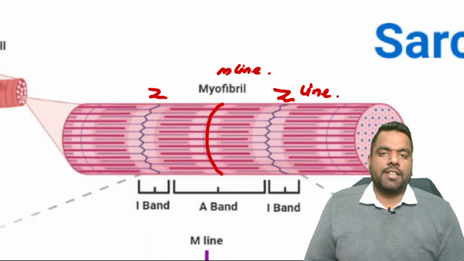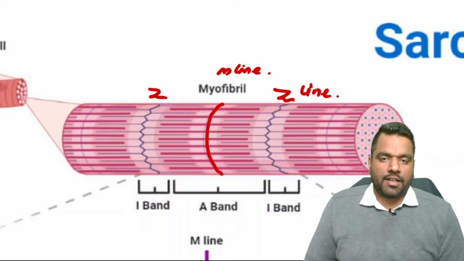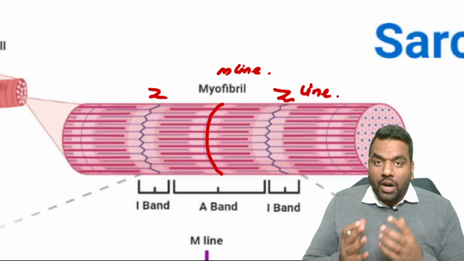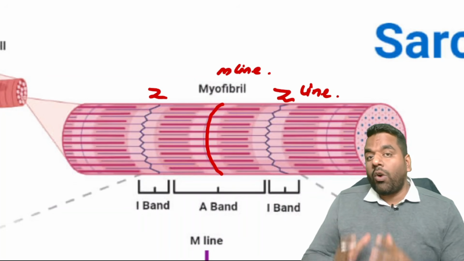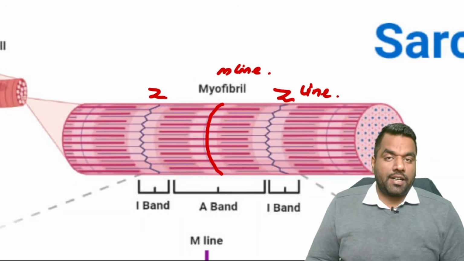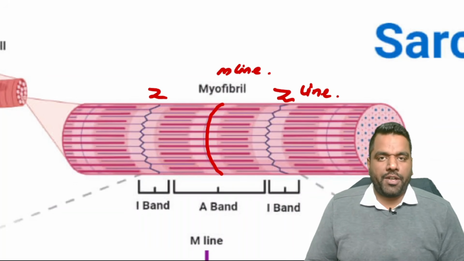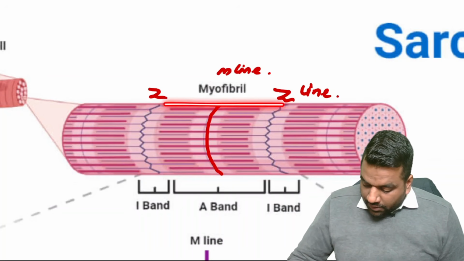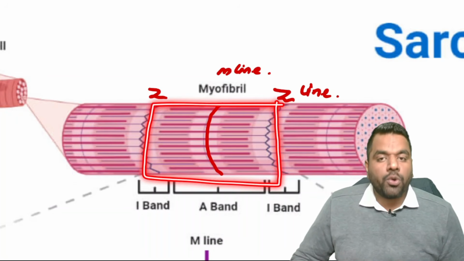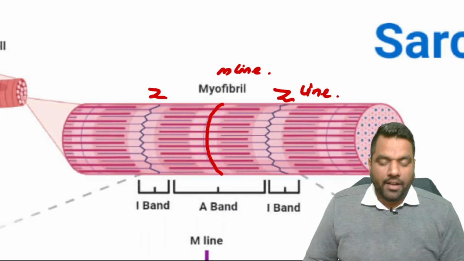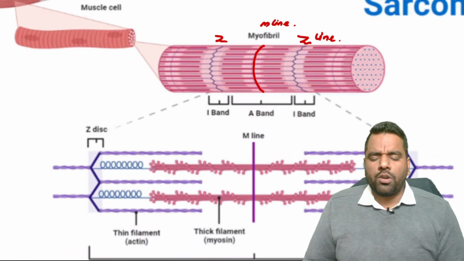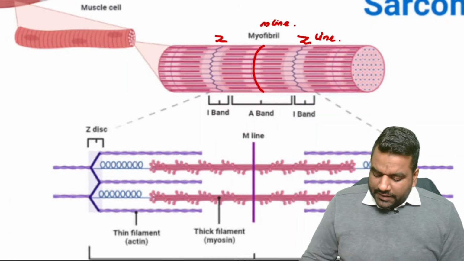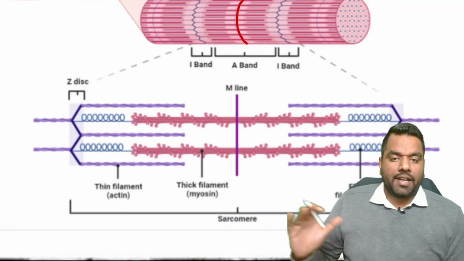This sarcomere is the structural and functional unit of the skeletal muscle, and we know the muscle is required for contraction. How the muscle contracts and what the different proteins inside the skeletal muscle are, we will discuss in this video. If this is your sarcomere, you should zoom in more on it, and once you do, it will look something like this.